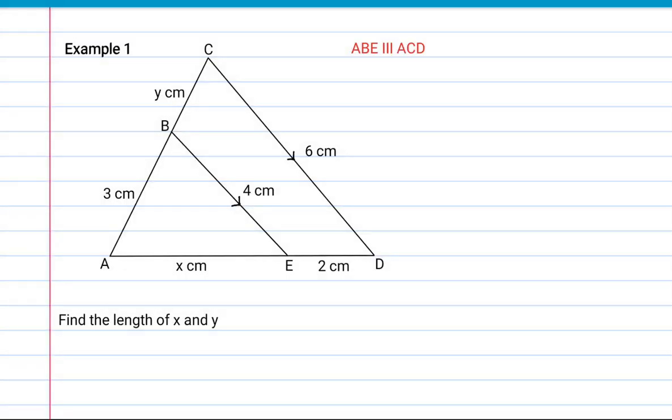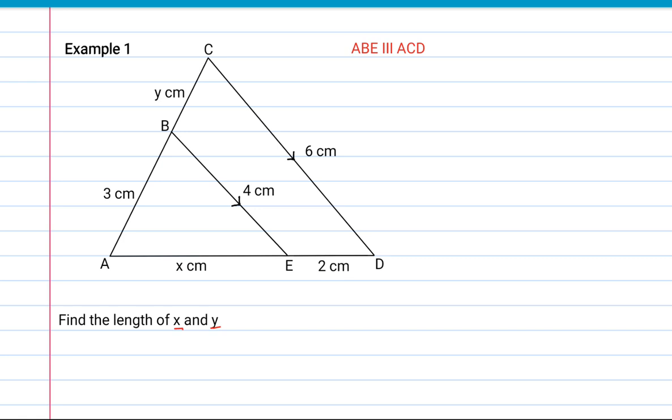Now for us to see how this really works, we look at this example number 1. For example number 1, we are asked to find the length of x and also the length of y. So the first thing that we are going to see here is that the triangle ABE is similar to ACD. Before any calculation, you need to first see the triangles that are similar to each other, because those triangles are the ones that are going to give you the scale factor which you then use.